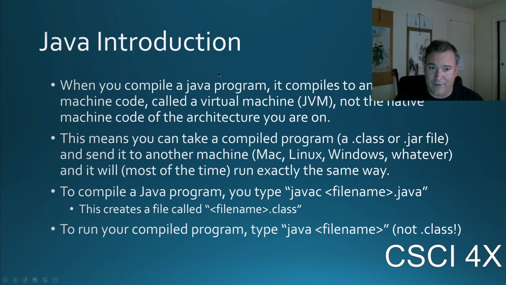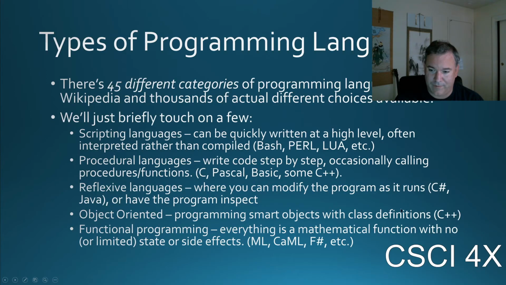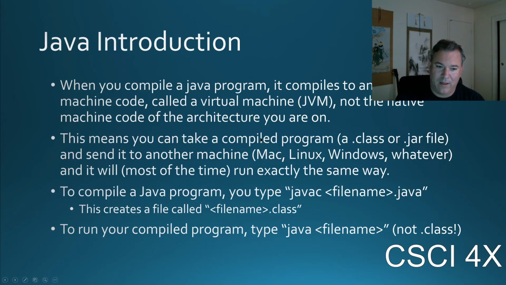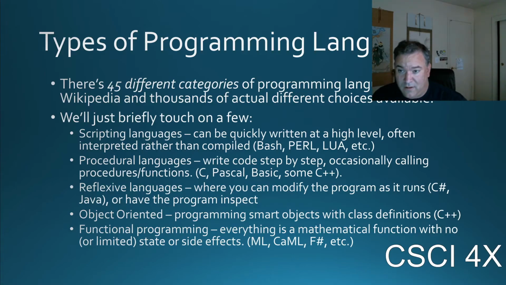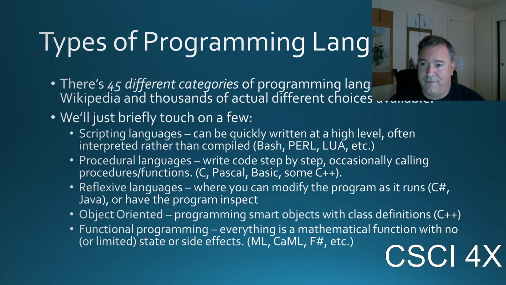So Java is an object-oriented language. In my opinion, I don't actually know, I can't read their minds, but if you want to think of Java as C++ that's safe, that's probably a good way of thinking about it.